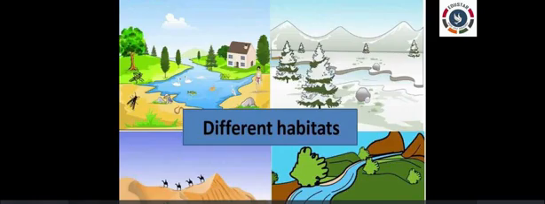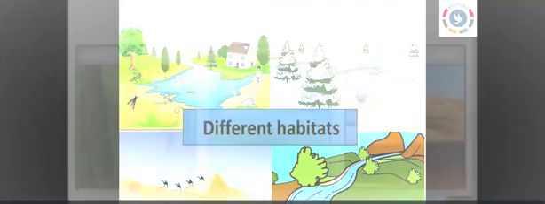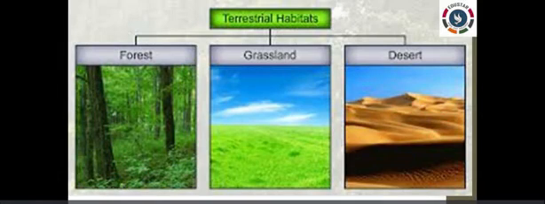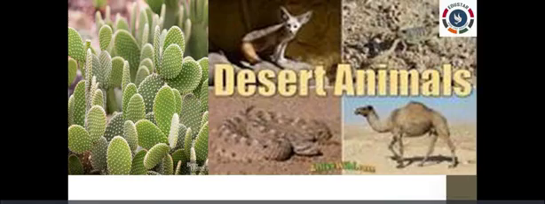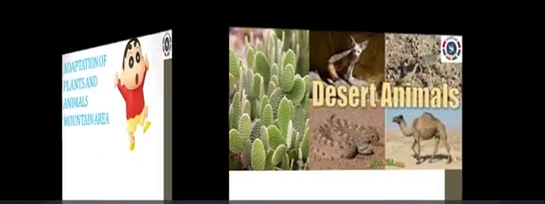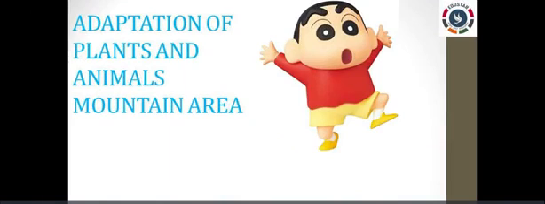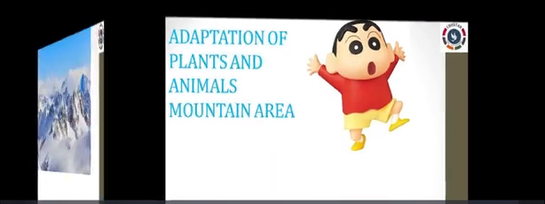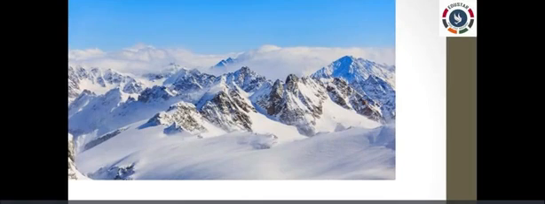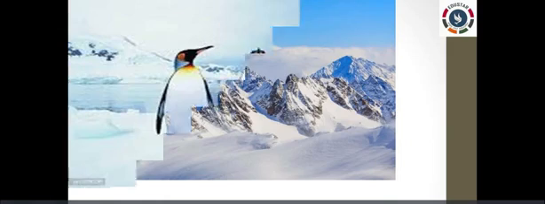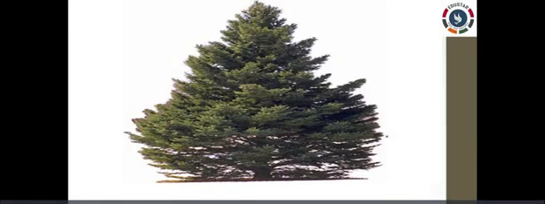In the last video, I started with terrestrial habitat adaptation and I completed only the adaptation of desert plants and desert animals. Today, I am going to explain about the adaptation of plants and animals which live on mountains. Generally, the climatic conditions in mountains are very cold and windy. Snowfall is common during winters. Some animals and plants adapted to live in that particular place.